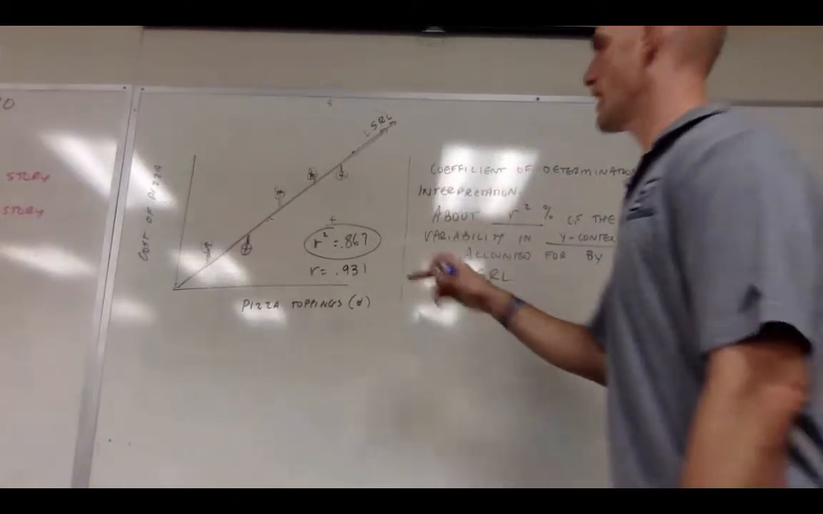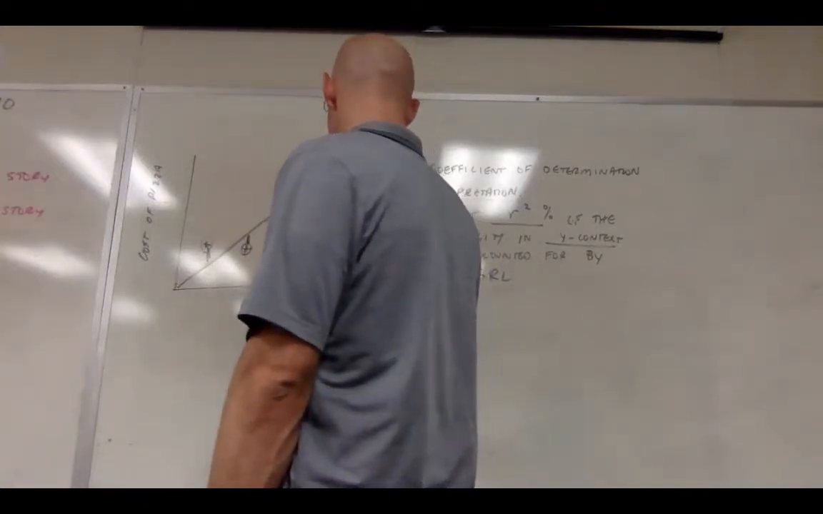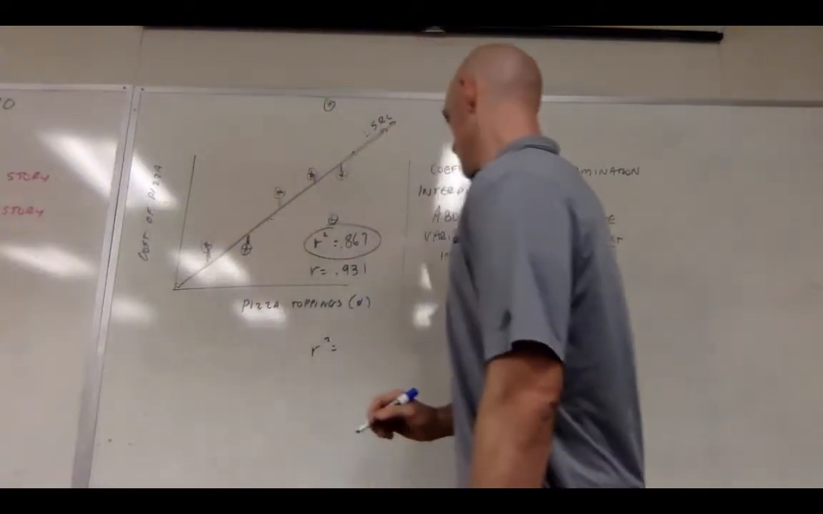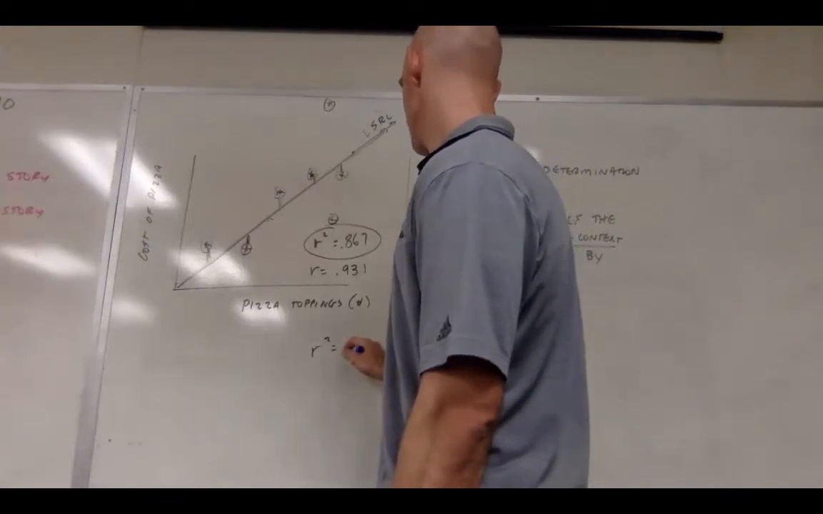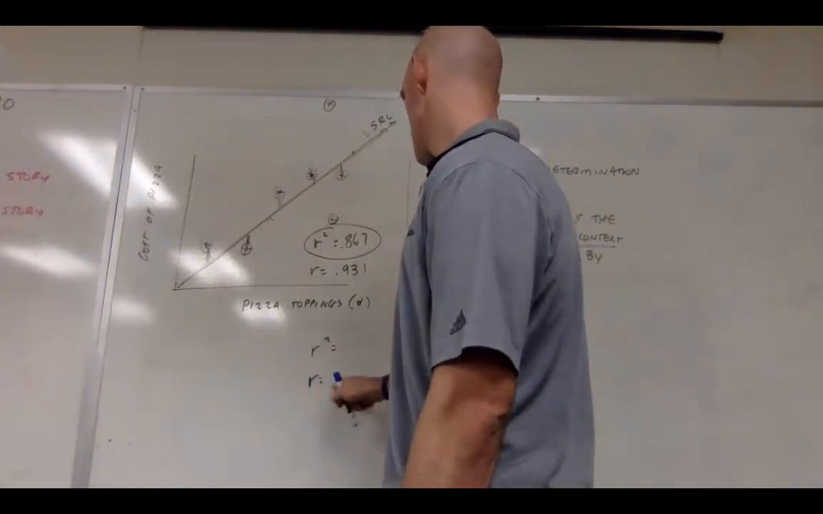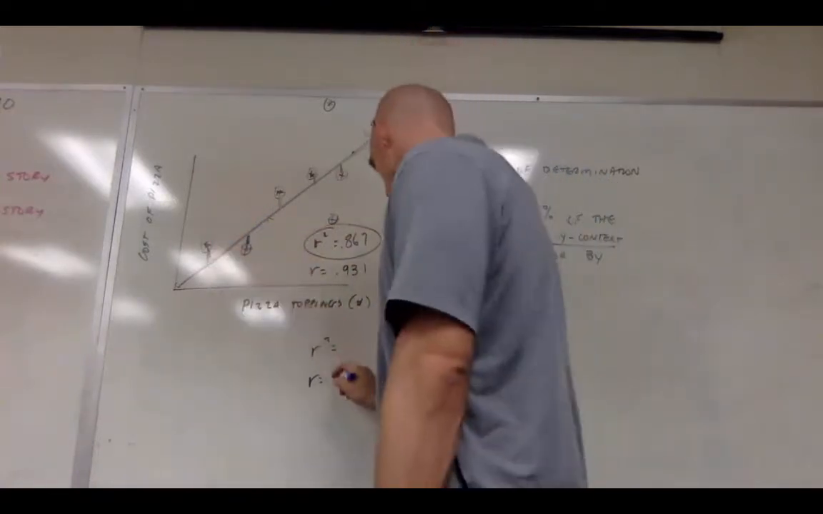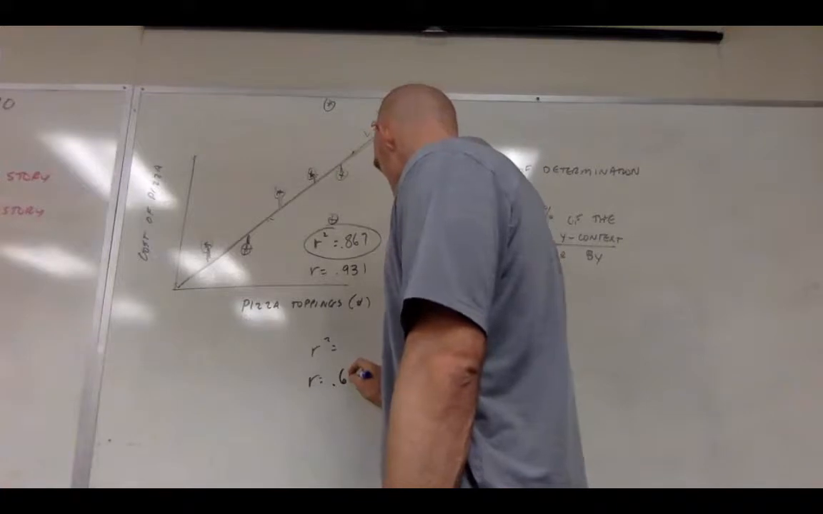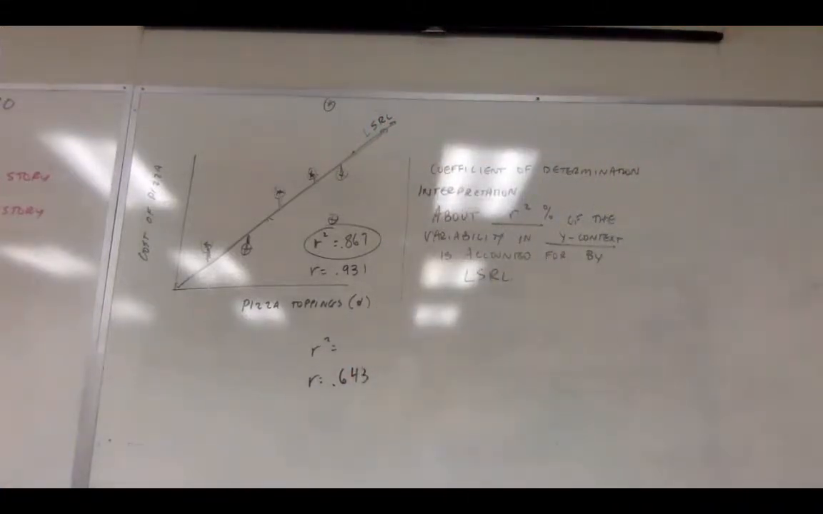Let's just say for a second, I added in these two toppings here, and all of a sudden I had an R squared value of, let's see, let's go the other way. Let's say I add these in, and all of a sudden my least squared regression line has a correlation of 0.643. Square 0.643. 0.413.